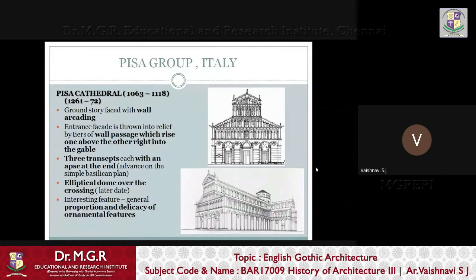Okay, and it had decorative elements also, and it had three transepts, each with an apse at the end. So you can see the transepts here, and they had apse. Apse is the semicircular portion present. So they had apse in the end, and an elliptical dome was provided at a later date. During 1261 to 72, they added the elliptical dome here in the crossing, and it had ornamental features.